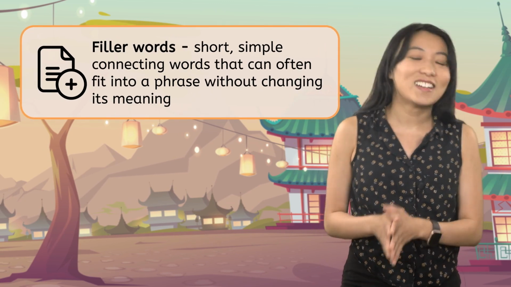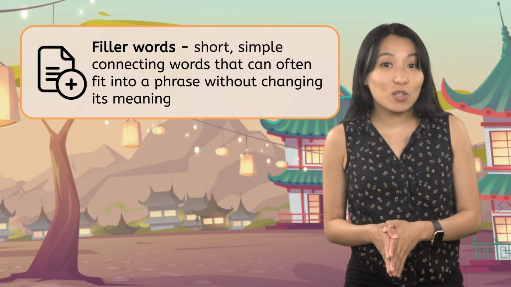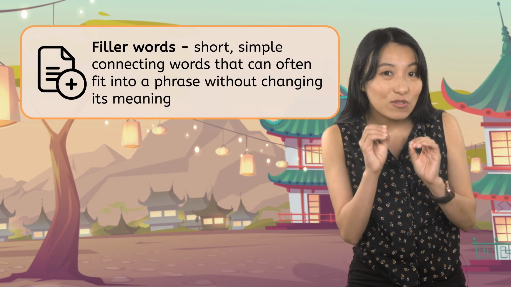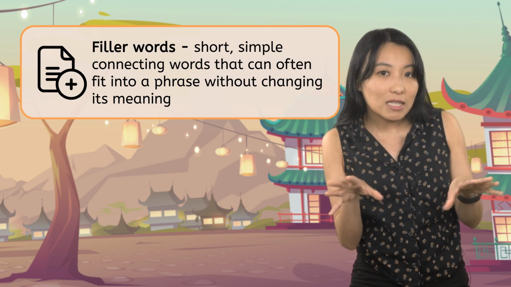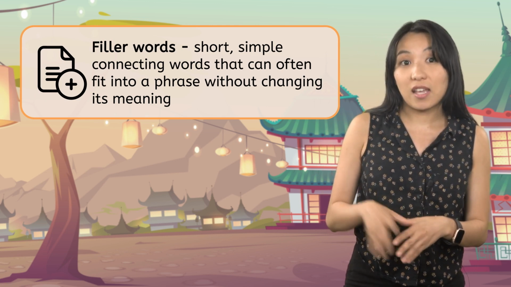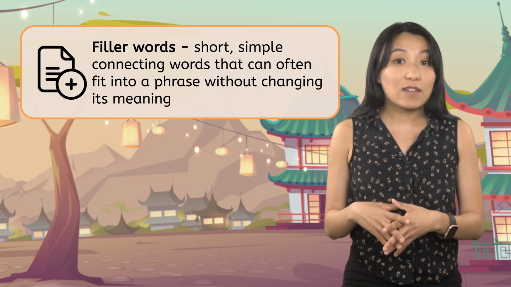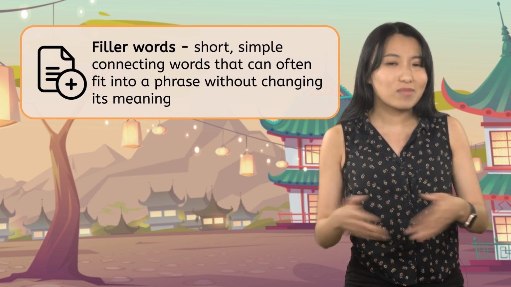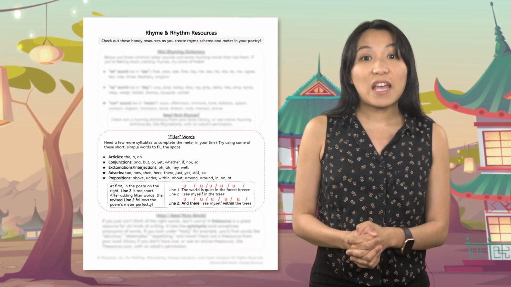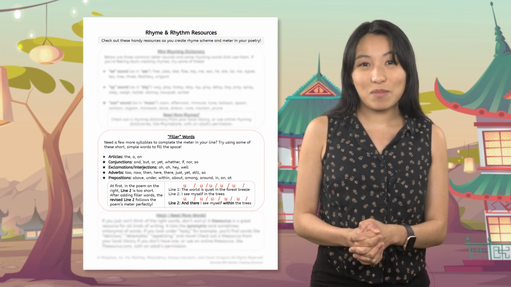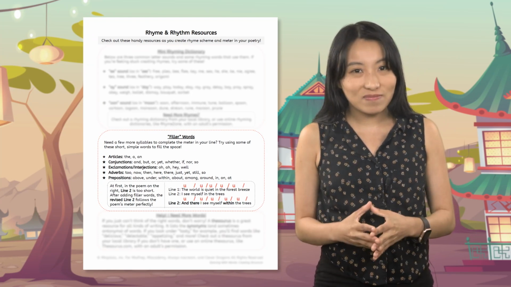But what if you realize one of your phrases doesn't quite fit the meter you're using? In that case, try using filler words. These are short, simple, connecting words that can often fit into phrases without changing the meaning. These might include conjunctions like and or but, prepositions like to or in, adverbs like so or there, and so on. The resource page in your PDF provides more examples of these if you want to check them out.